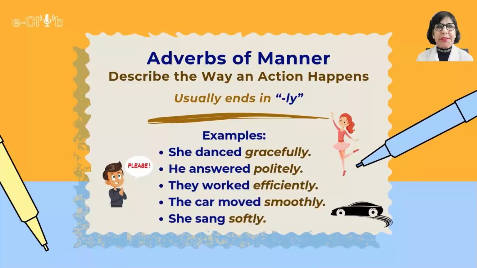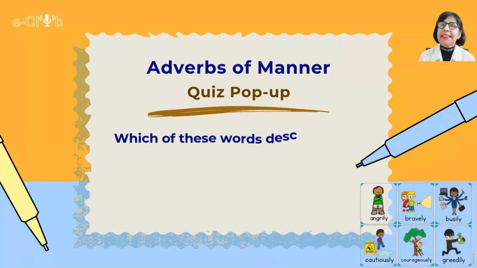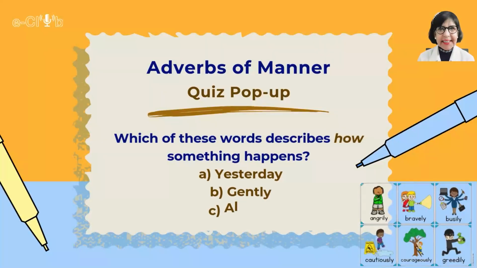Let's have a mini quiz. Which of these words describe how something happens? Yesterday, gently, always. Write your answer in the comments section below.